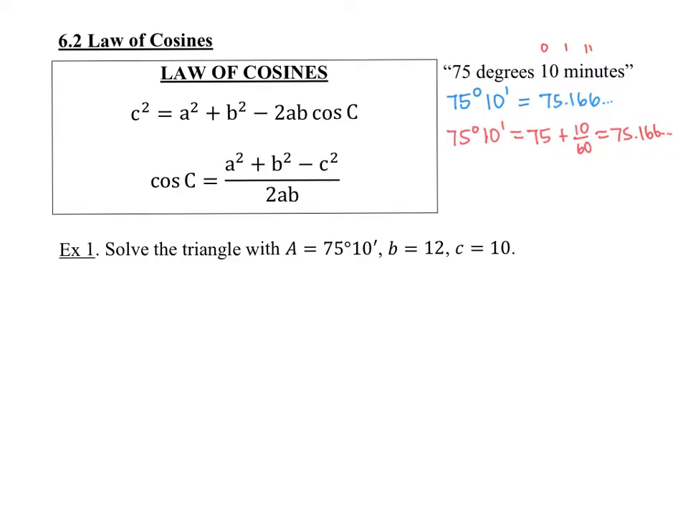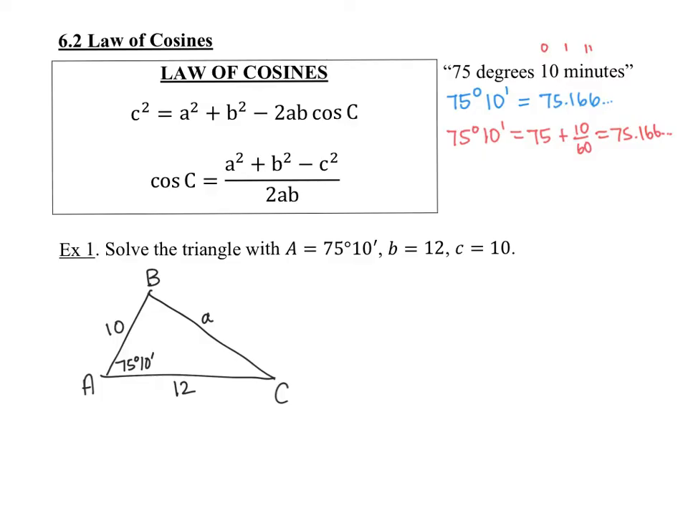So for example 1, I'm going to sketch a picture. You don't need to sketch a picture, but I'm going to do it so that visual people can see it and to show you when the law of cosines is useful. I'm drawing a random triangle, ABC. When it says solve the triangle, it wants me to find all the angles and sides. So A is 75 degrees, 10 minutes, or I could write the decimal. Side b is 12. Side c is 10. I don't know what side a is.